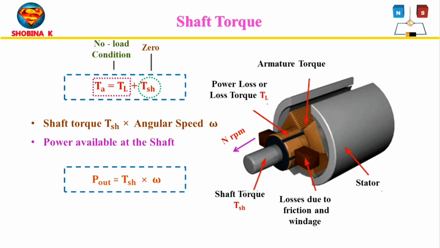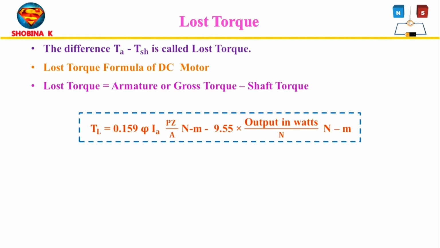The total torque TA developed in the armature of the motor is not available at the shaft because part of it is lost in overcoming the iron and friction losses in the motor. Therefore, the shaft torque TSH is somewhat less than the armature torque TA. The difference between TA and TSH is called loss torque.